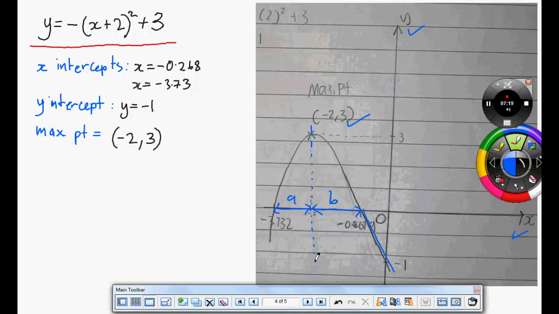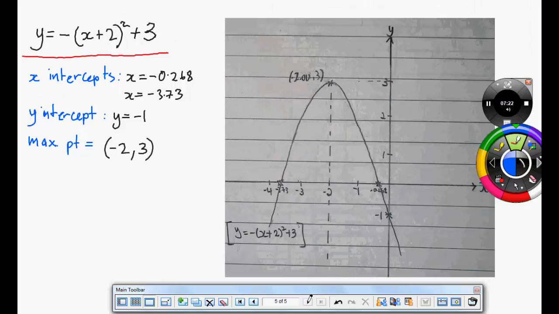Anything else? Okay, let's move on to the last one. Any comments? Let's go through it one by one. You have the y-intercept and x-intercept labels, the y-axis and the x-axis, the x-intercepts, the y-intercept, and the maximum point. This is the perfect one. How about the shape? Any comments about the shape? It's good.